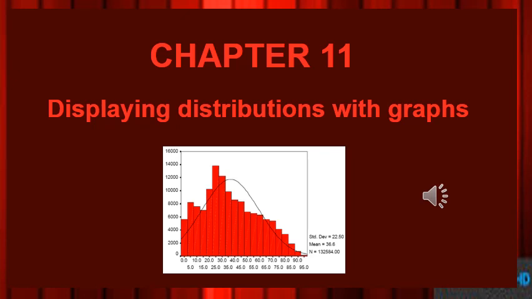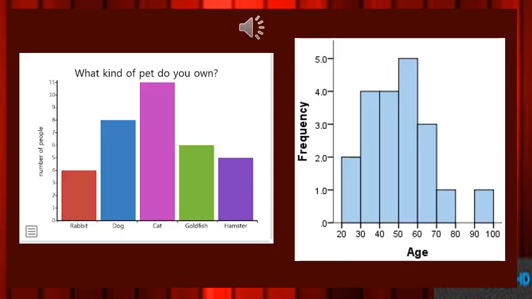In this chapter 11, you will learn how to display quantitative variables. You can use two kinds of graphs to display quantitative variables, histograms and stem plots. On the right here, you see a histogram. And last week, we learned bar graphs.